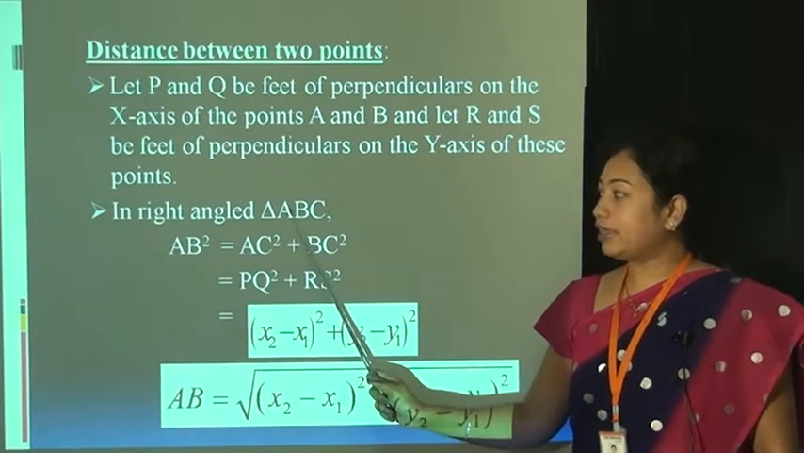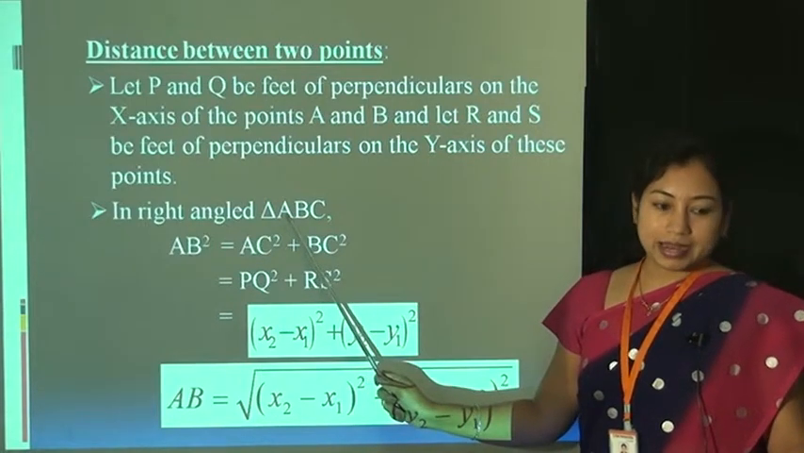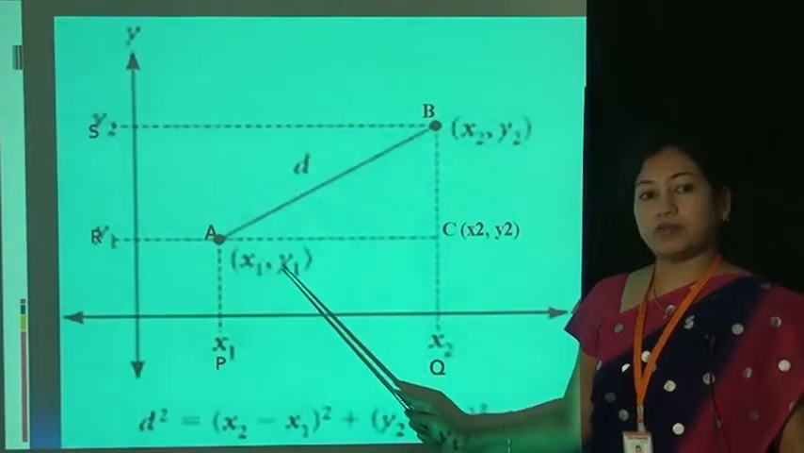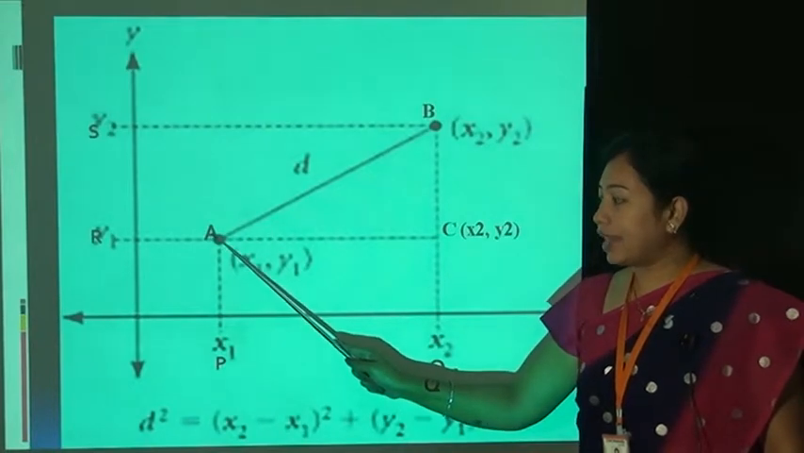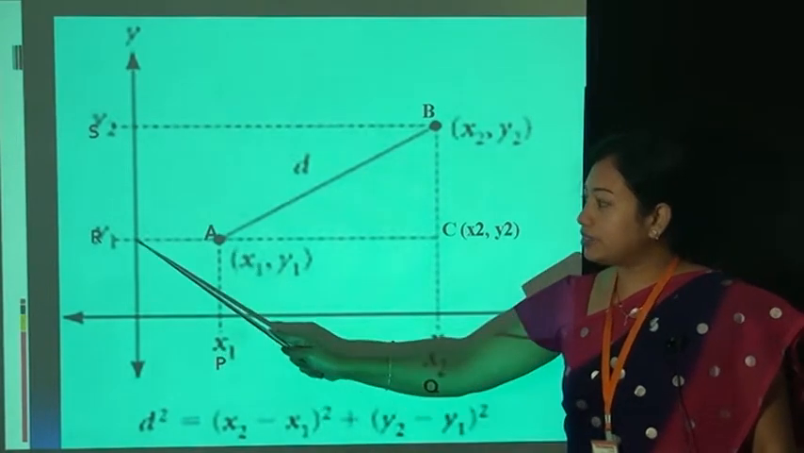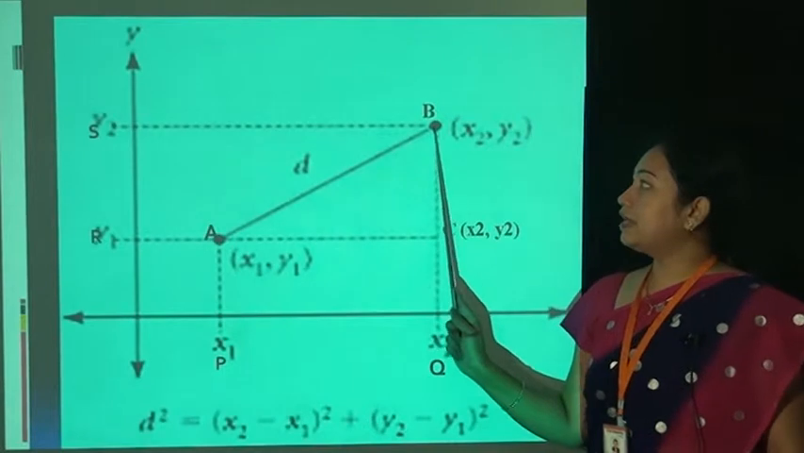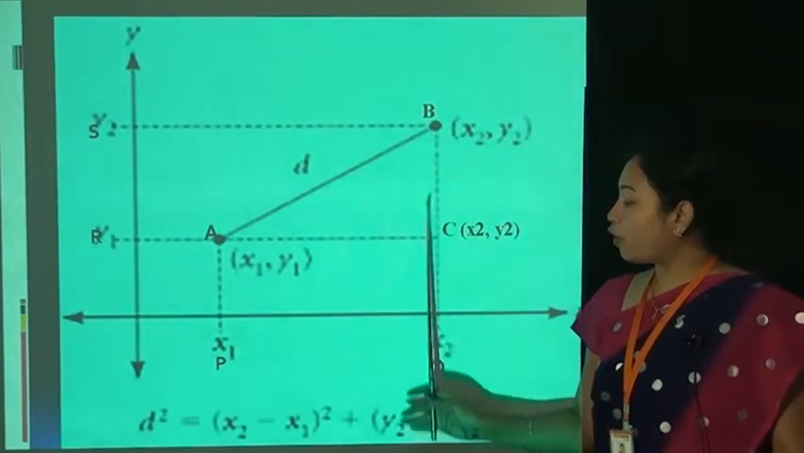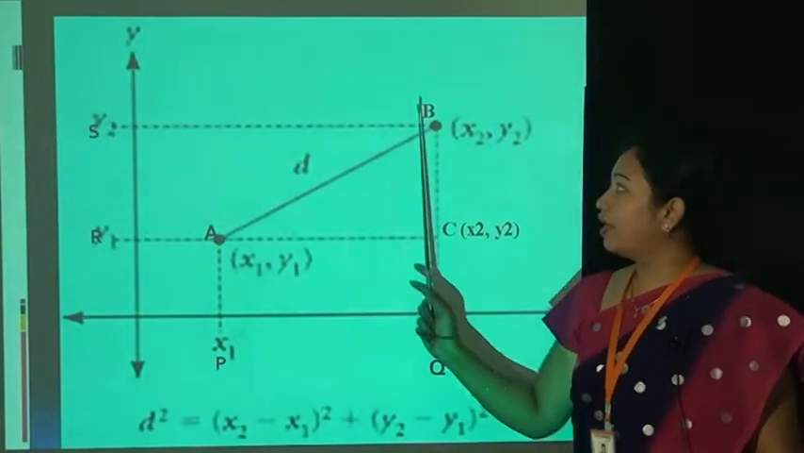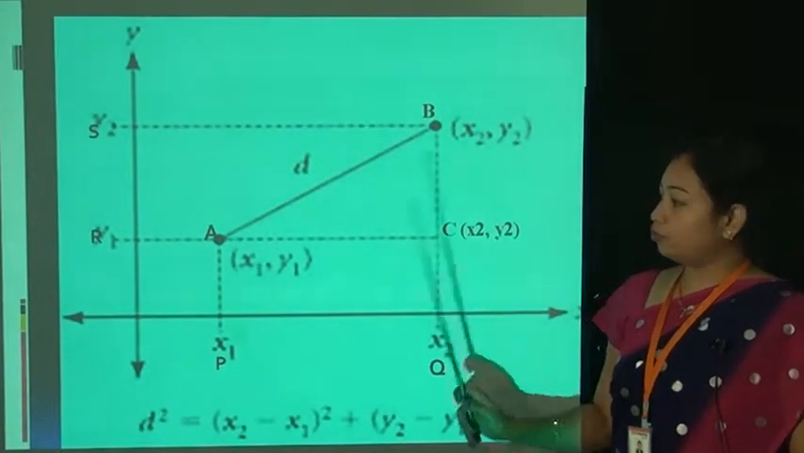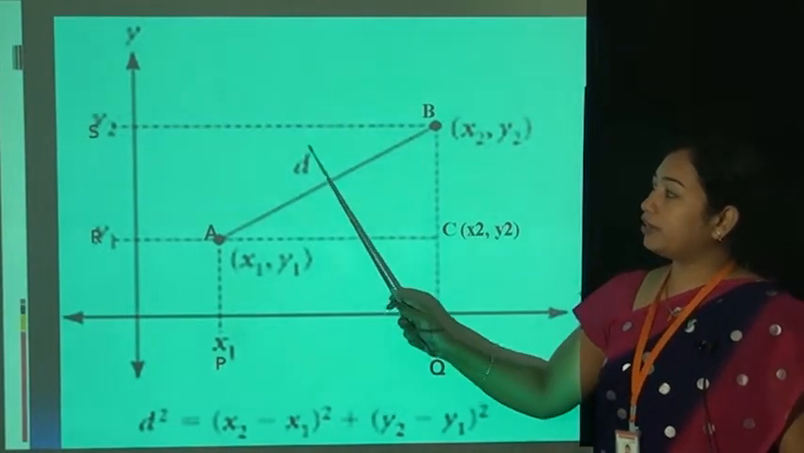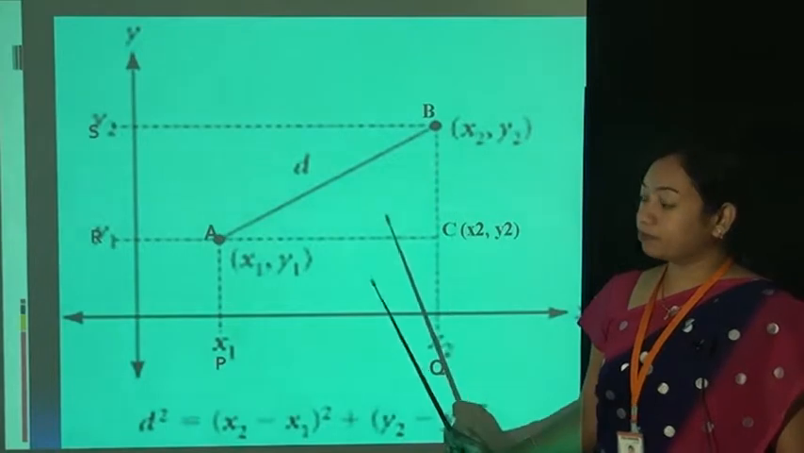Now in right angle triangle ABC, for that you see this diagram. Let's take 2 points A and B. The coordinates of A are x1 and y1. That means point A lies on the x-axis at a distance of x1 and on the y-axis at a distance of y1. And let's take another point B whose distance from the x-axis is x2 and on the y-axis the distance is y2. That's why its coordinates are x2 and y2. We want to find the distance between these 2 points, that means the length of line AB.